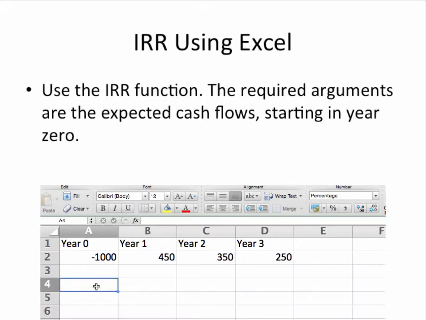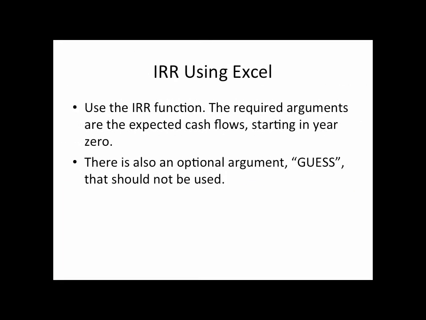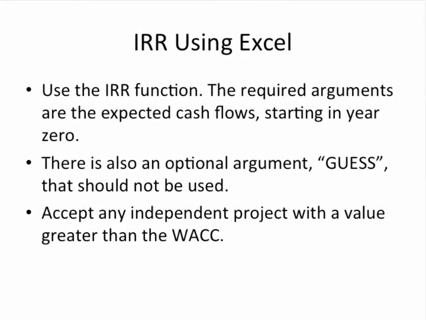Now we use the IRR function. The IRR function requires the following inputs: the series of expected cash flows starting with year 0, and then an optional argument, guess, which we typically won't use. Guess applies when there's a change in cash flow direction, but such a change would make the IRR calculation unreliable. And then, following the IRR accept or reject rules, we would accept any independent project that had a value greater than the required rate of return, or the WACC. And because the IRR assumes that the company can reinvest at the project's IRR, we can't use it to evaluate mutually exclusive projects.